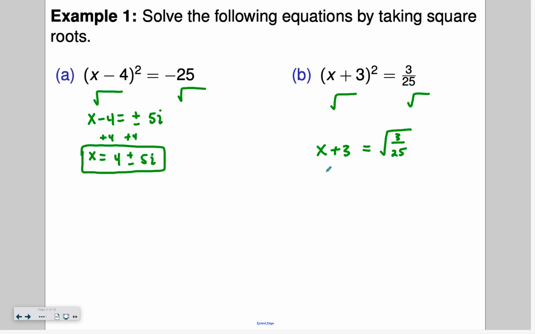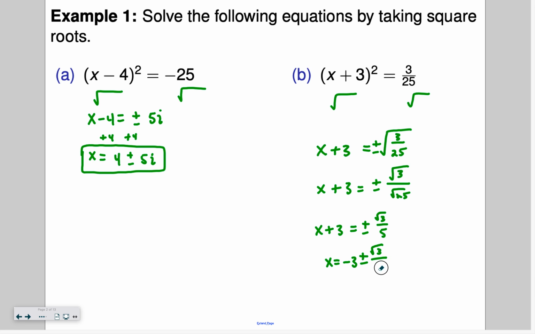Now, anytime you take the square root of a fraction, you can take the square root. I almost forgot my plus or minus. So don't forget that. You can take the square root of the top and the square root of the bottom, so you can kind of break it apart. I can't take the square root of 3 and get a whole number answer. It'll be irrational, but you can take the square root of 25. Square root of 25 is 5, so x plus 3 equals plus or minus the square root of 3 over 5. So we get x equals negative 3 plus or minus the square root of 3 over 5.